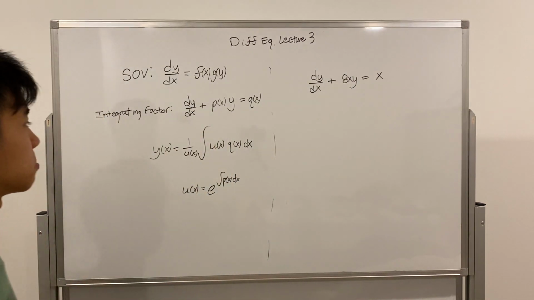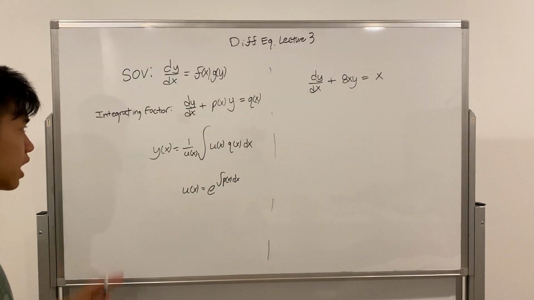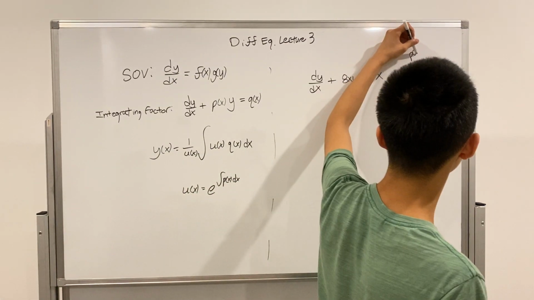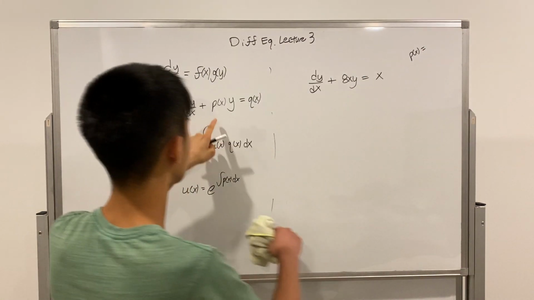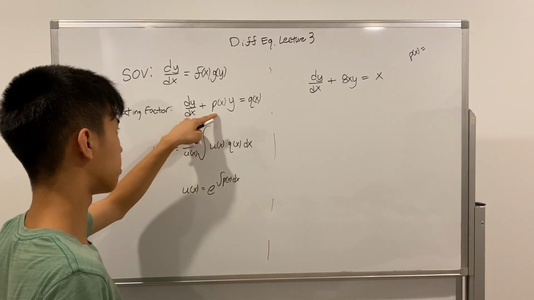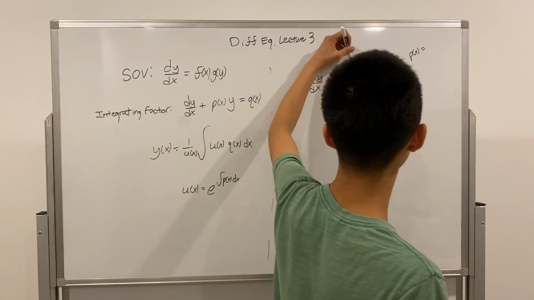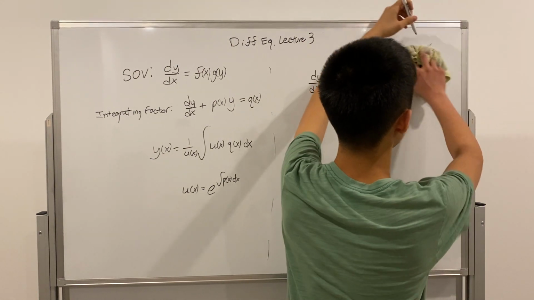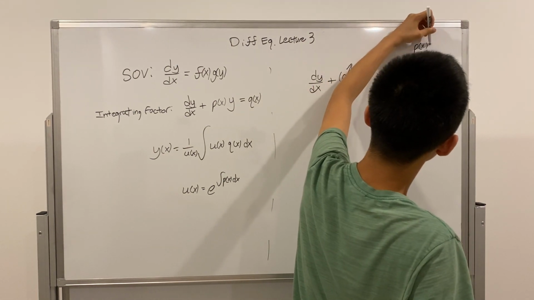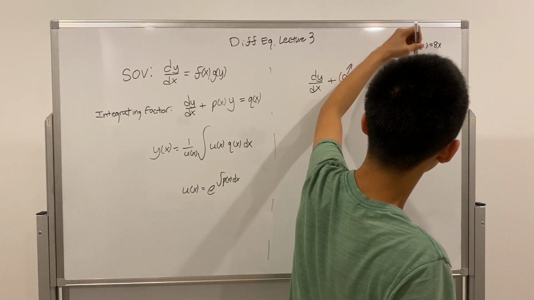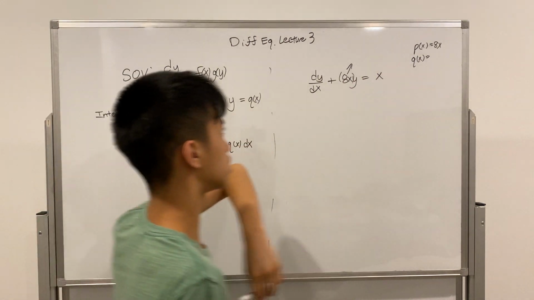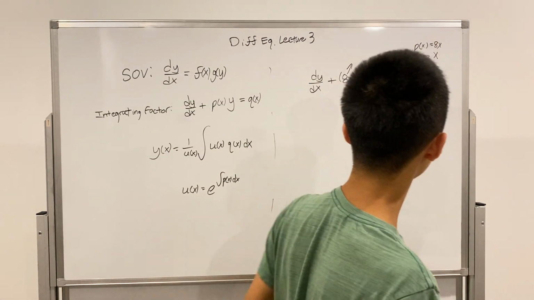How do we solve this? First, let's find p of x. p of x is whatever is multiplied by y, so that's this 8x here. So p of x is 8x. And q of x? It's just whatever's on the right-hand side, so it's x.